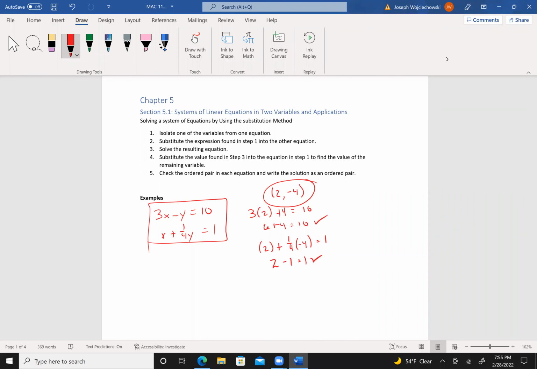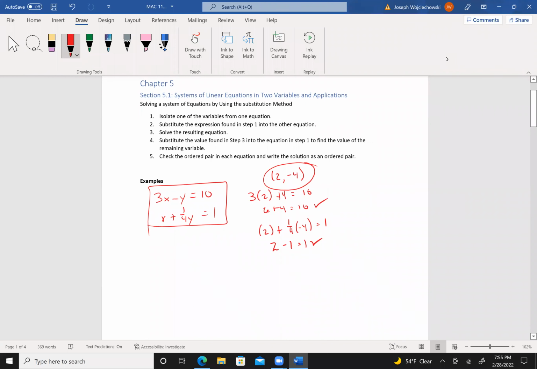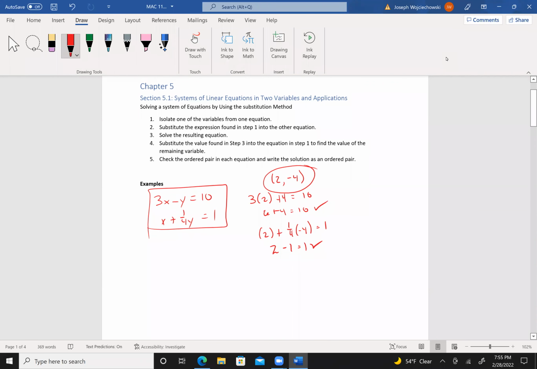So we're going to learn two different methods to do this. The first one is something called the substitution method. The trick for this is we're going to isolate one of the variables from one of the equations. Substitute the expression found in step 1 into the other equation and solve the resulting equation. Substitute the value found in step 3 into the equation in step 1 to find the value of the remaining variable, then check our ordered pair and write the solution as an ordered pair.